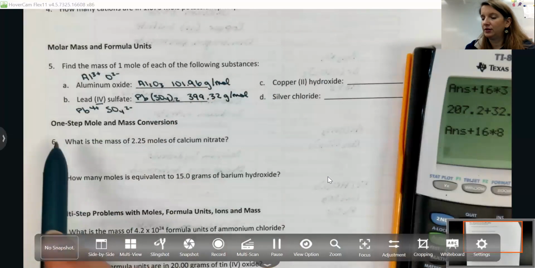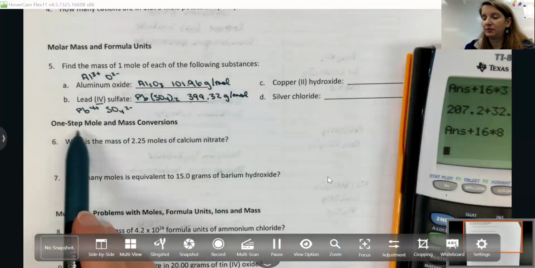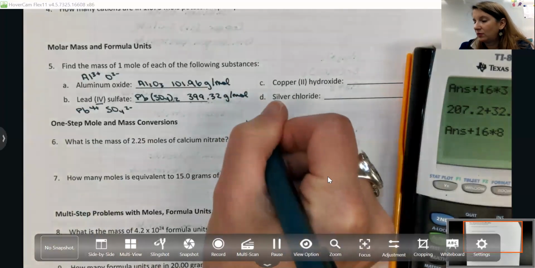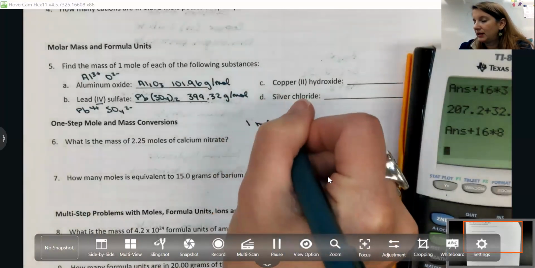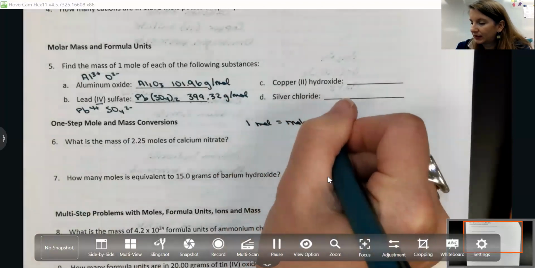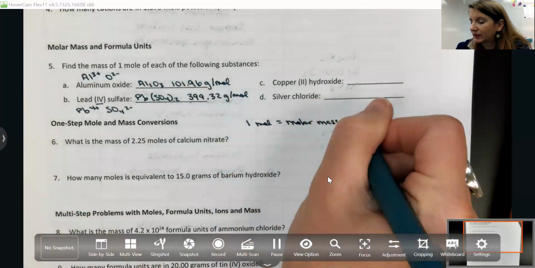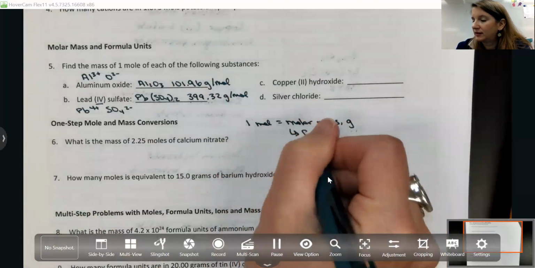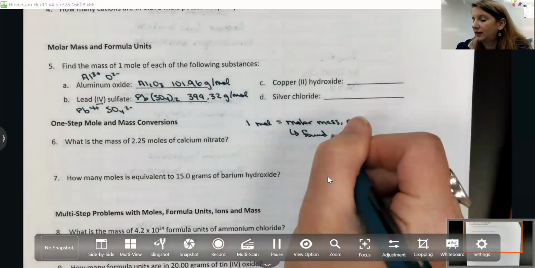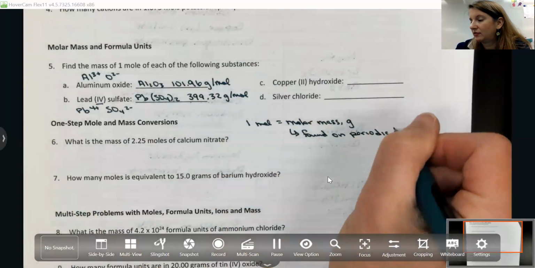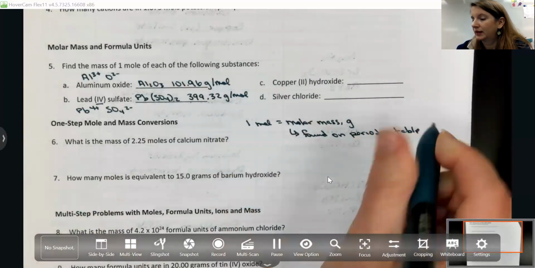So down here, when we relate the mole and the mass, we know from the past that 1 mole is going to be equal to the molar mass in grams. And we know that we can find the molar mass on the periodic table. So this number is going to change depending on what substance we have.